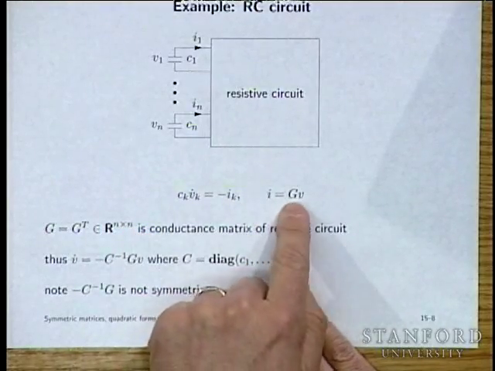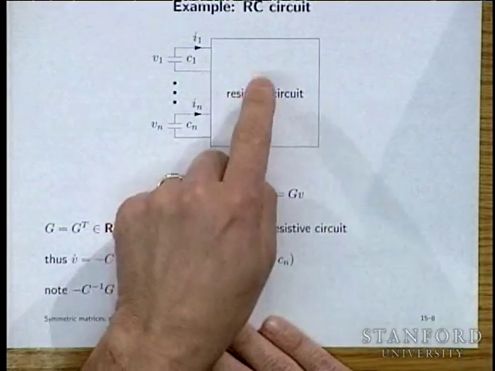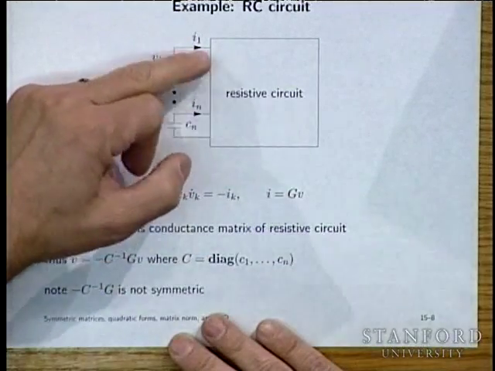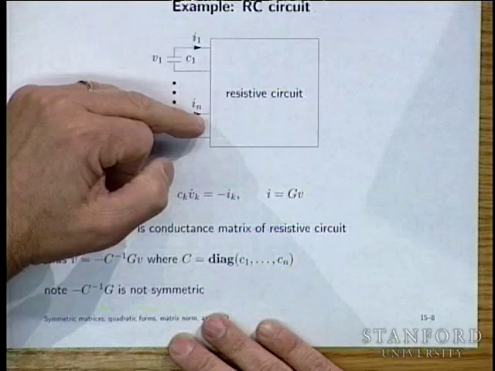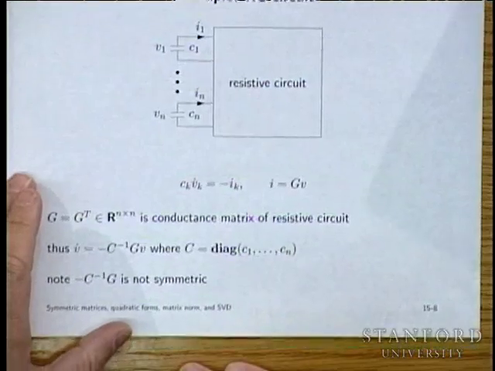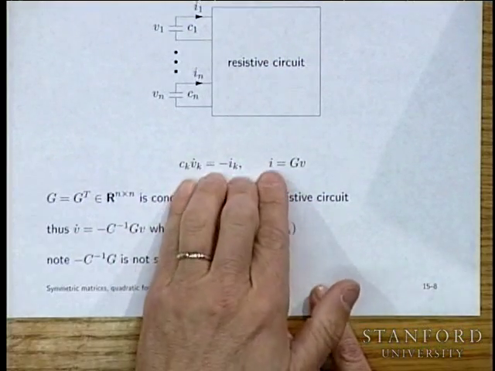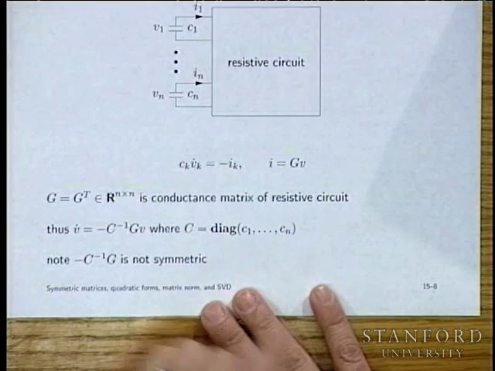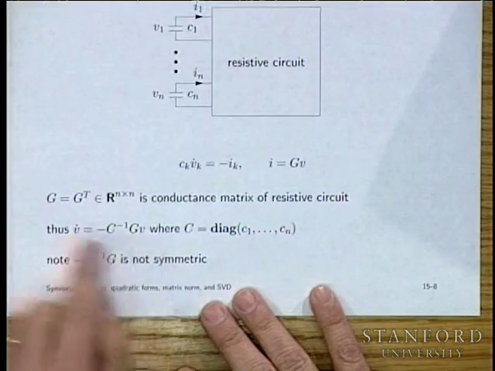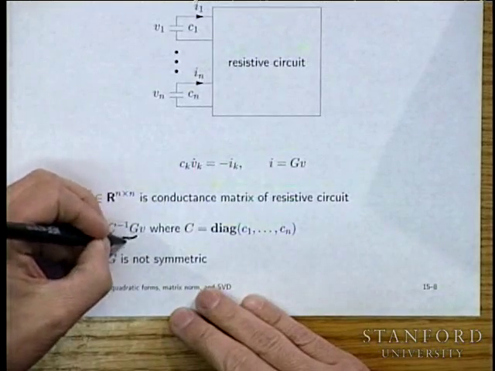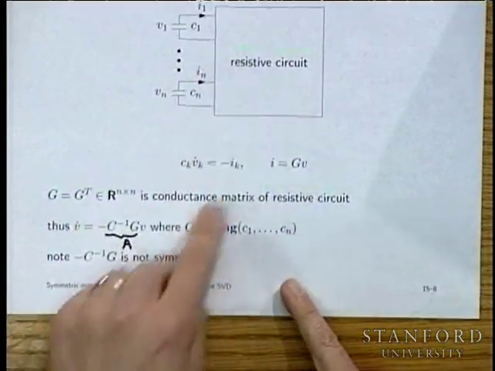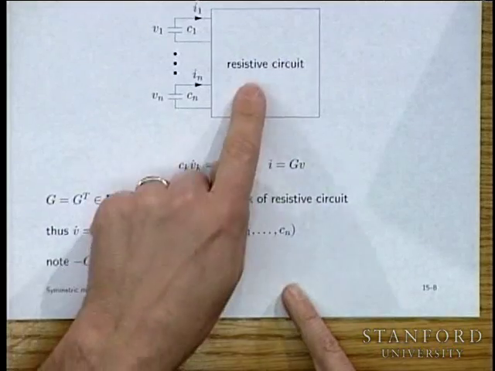And I have I equals GV. G is the conductance matrix of this circuit. And it maps the voltage appearing at these ports to the currents that flow into the ports. So it's a conductance matrix like that. This describes the dynamics of the system. And you can write that this way. V dot is minus C inverse GV. And so we have an autonomous dynamical system. There's A, like that. Now, by the way, G is symmetric, the resistive circuit.